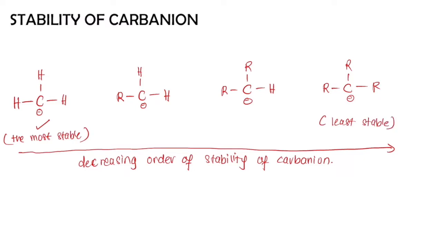So in this case, alkyl groups make the carbanion less stable. It is totally vice versa to carbocation. So you can pause for a moment, and after that you can continue to learn the next intermediate, which is free radical.